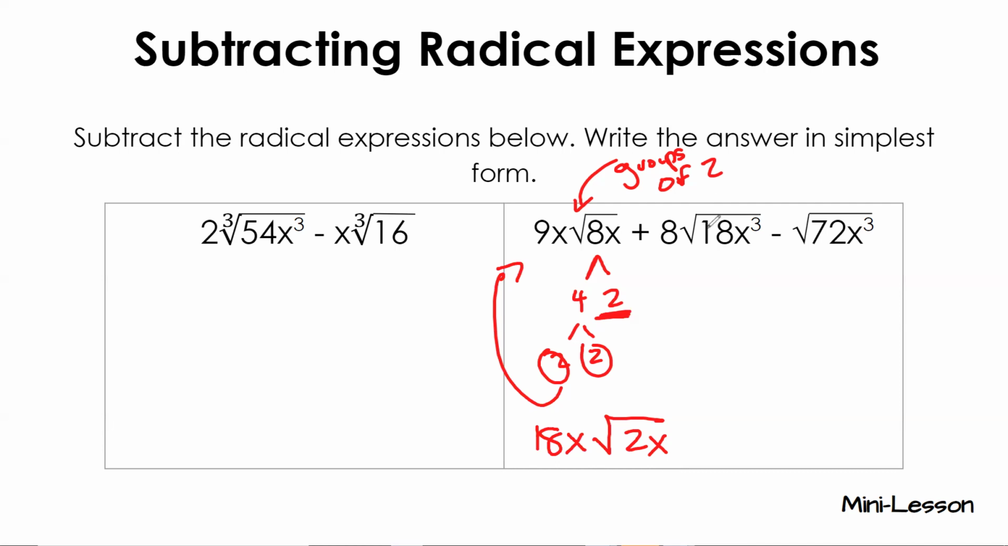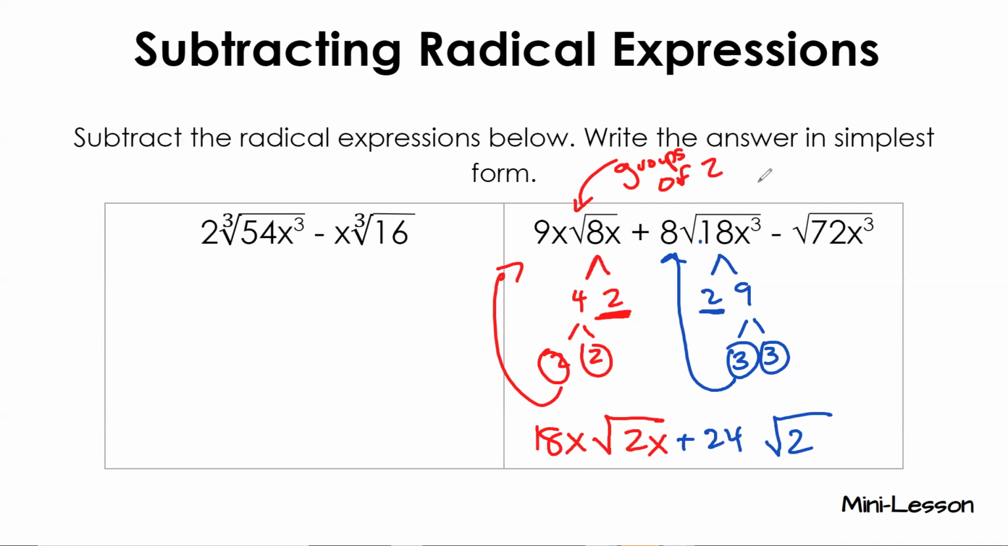Okay. On the next one, you could do 9 and 2, or you could do 6 and 3. That's fine. We're going to break this down into 3 and 3. We see a pair of 3s. We're going to pull him out front. And so that's going to be 24. And inside, 8 times 3. And then 2 is going to be left underneath the radical. We've got 3 x's. So how many groups are we going to have? 1 with 1 left over.